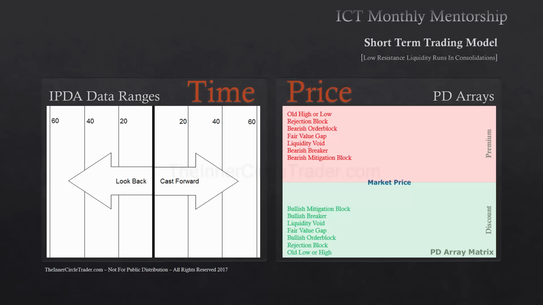Now, as a reminder, when we deal with time and price, price moves from a premium to a discount array or from a discount array to a premium array. In between these two realms of premium and discount, price will key off of a time element related to the data range. So we're blending both time and price, an element of the last 20, 40, and 60 days, to an institutional reference point in the realm of the PD array matrix.